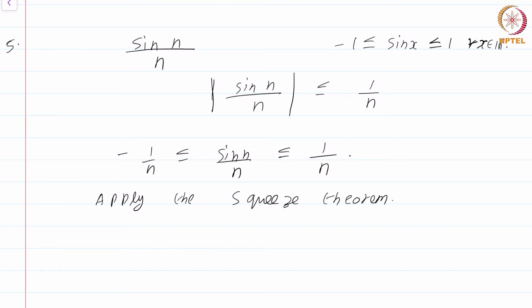Both the RHS sequence 1 by n converges to 0, and the LHS sequence minus 1 by n converges to 0, therefore sin n by n has to converge to 0. Apply the squeeze theorem to conclude sin n by n converges to 0.